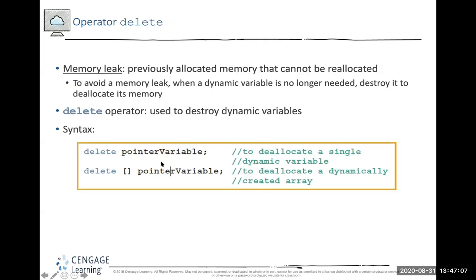There are two forms here. Just like with new, you create a single dynamic variable, then you can deallocate that single dynamic variable. And if it was an array dynamic variable, then you use this other form to deallocate that array.